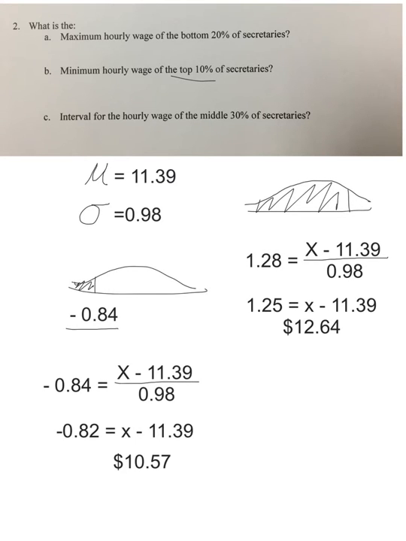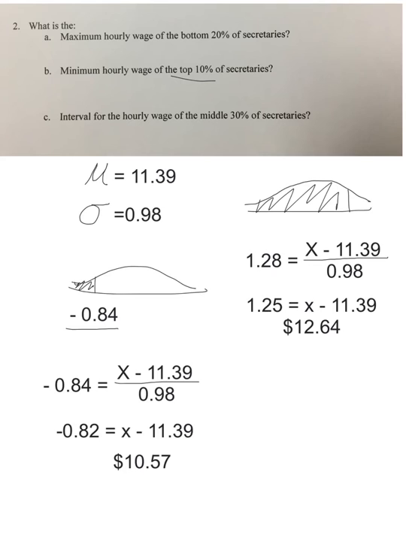So we find 1.28 for my z-score, my standard score. We multiply both sides by 0.98, which gives us $1.25 on the left. Once we add $11.39 to both sides, we find the minimum hourly wage for the top 10% of secretaries is going to be $12.64.